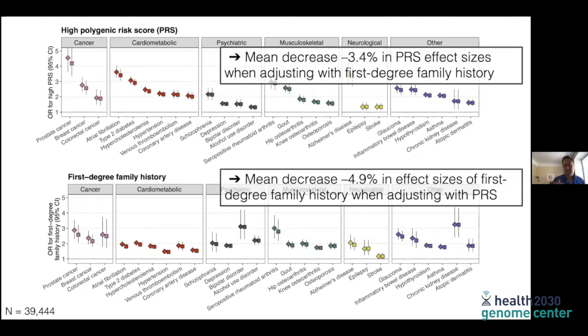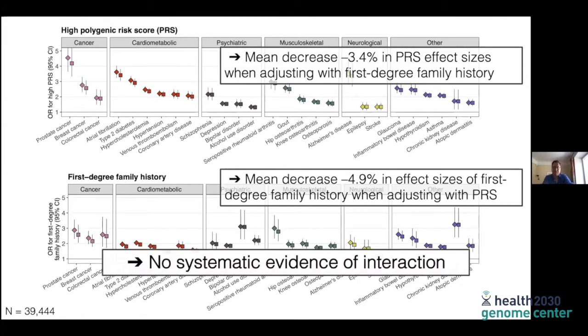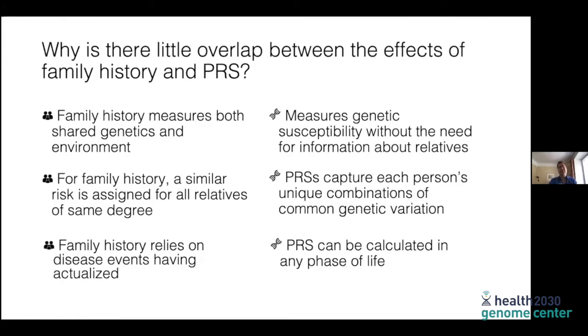There's a little bit more of an adjustment effect, but it's again the same thing. These both are important risk factors, but they do not cancel each other out. And there's no systematic evidence for interaction. So why is there so little overlap between the effects of family history and PRS?